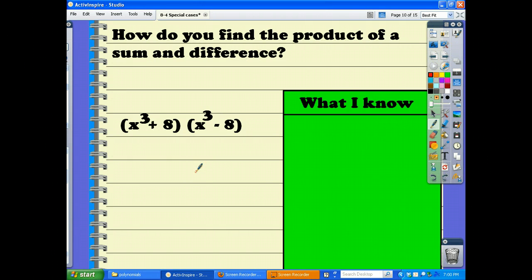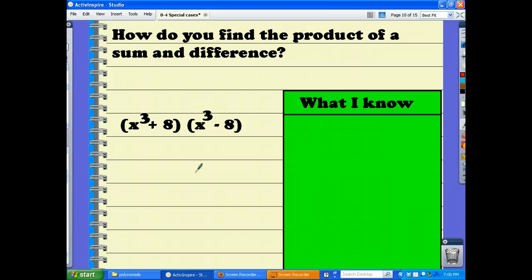All right, now here's the second question. How do you find the product of a sum and difference? Now, if you look at this, your first thought is, okay, I'm multiplying parentheses, oh, FOIL. But what we have to pay attention to is there's a couple things here. They're both the exact same. You got x cubed, and 8 and 8. Well, the only difference is I have a plus and a minus, so I have a positive and a negative.